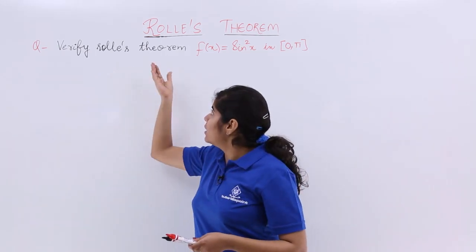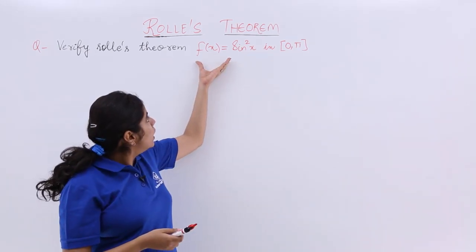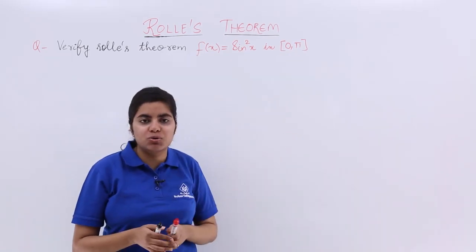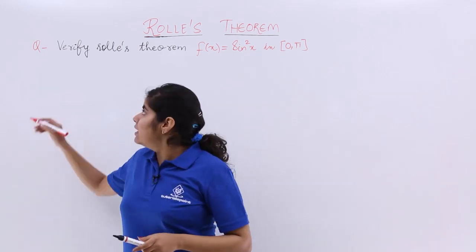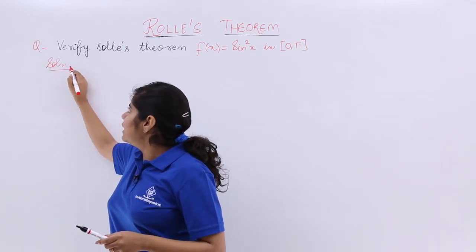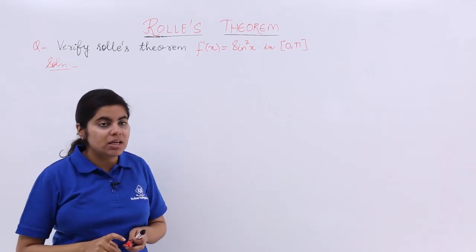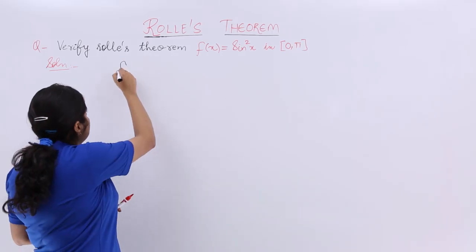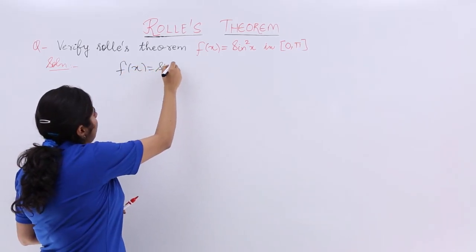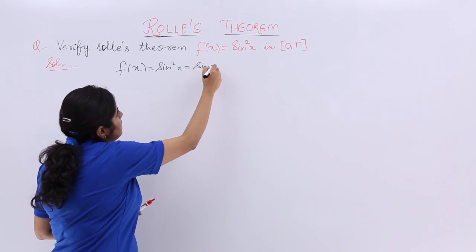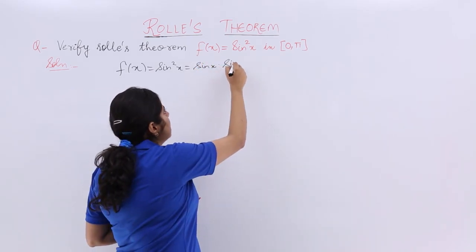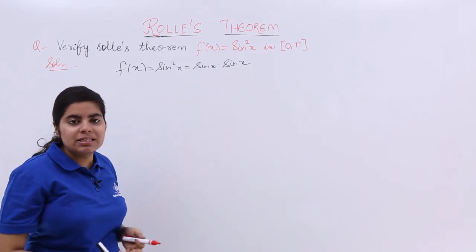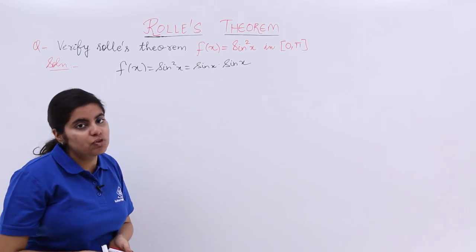It says verify Rolle's theorem on f(x) is equal to sin square x in the 0 to pi interval. For that, let me write the heading solution and let me explain it to you how to do it. So basically the function is f(x) is equal to sin square x. Can I not write sin square x as sin x with the product of again sin x? So sin x multiplied with the same sin x gives me sin square x, right?